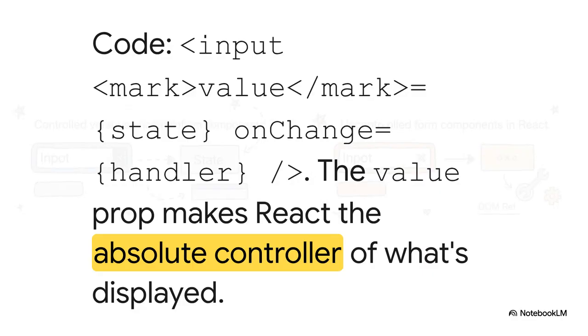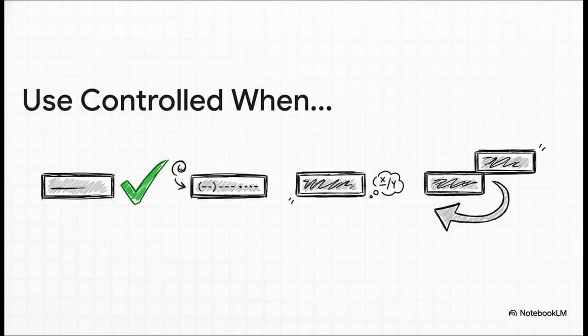And here's what that looks like in the code. That value prop, that's the whole magic trick right there. It's not a suggestion, it's a command. By setting the value prop, you are forcing that input to display whatever is in your React state every single time the component renders. So, when would you actually use this?